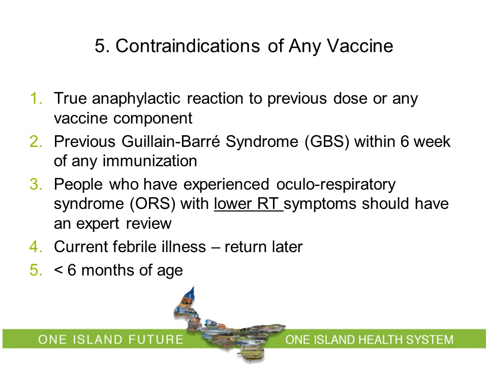Contraindications of any vaccine include a true anaphylactic reaction to a previous dose or any vaccine component, previous Guillain-Barré syndrome within 6 weeks of any immunization, people who have experienced ocular respiratory syndrome with lower respiratory symptoms should have an expert review, those who are currently febrile should return later for their influenza vaccine, and those less than 6 months of age should not receive vaccine.